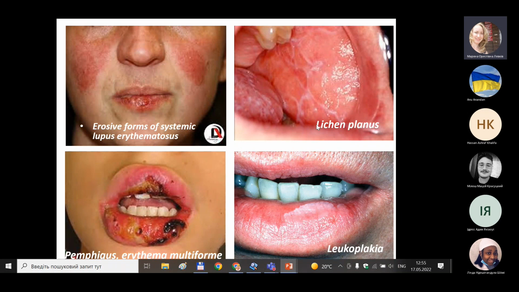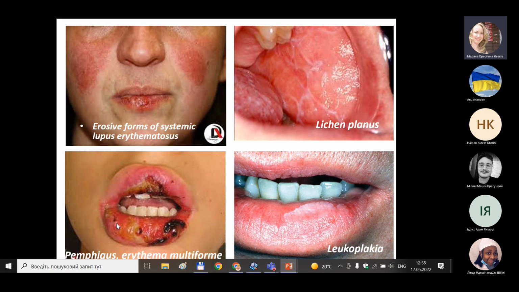Lichen planus, erosive form. Lip mucosa is not so typical for lichen planus. Lichen planus' favorite place is the buccal mucosa, but sometimes it can happen on the lips as well. So in this case, it is necessary to do pathohistological diagnosis.